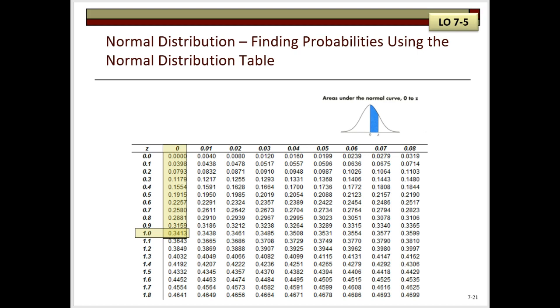So we could also say that 34.13% of the shift foremen in the glass industry earn between $1,000 and $1,100 weekly, or the likelihood of selecting a foreman and finding his or her income is between $1,000 and $1,100 is 0.3413.